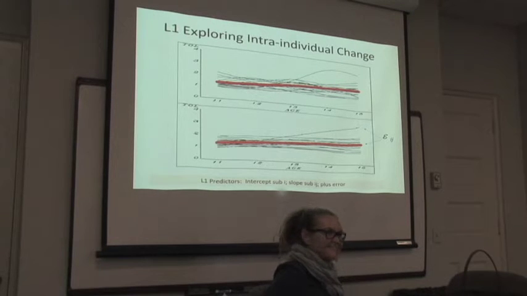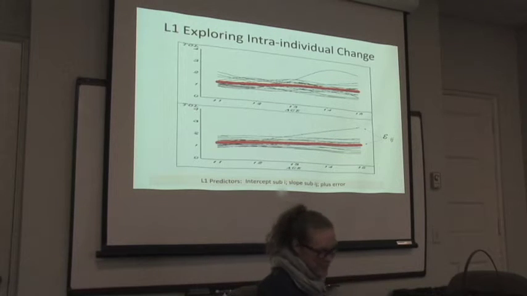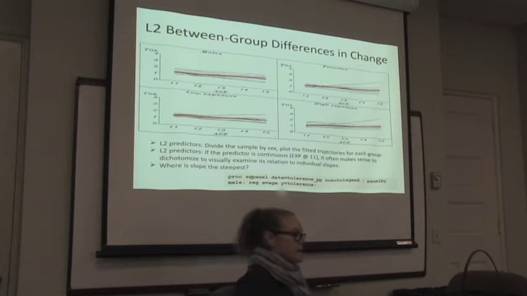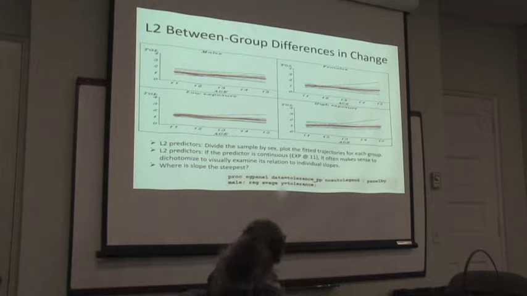Is that right? I'll think about it more, but I'm pretty sure that's right. But that's just a simple whole nesting thing that actually does get a little bit confusing. Okay, that was it. All right, moving on to level 2, between group differences and change.